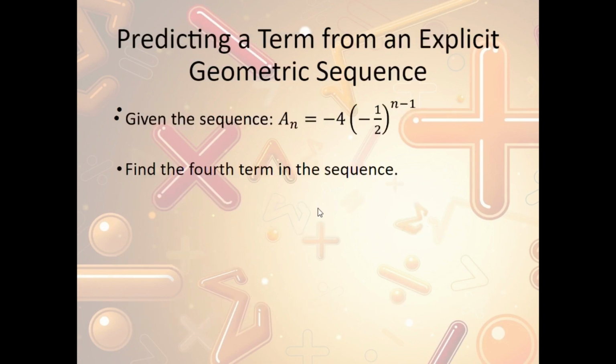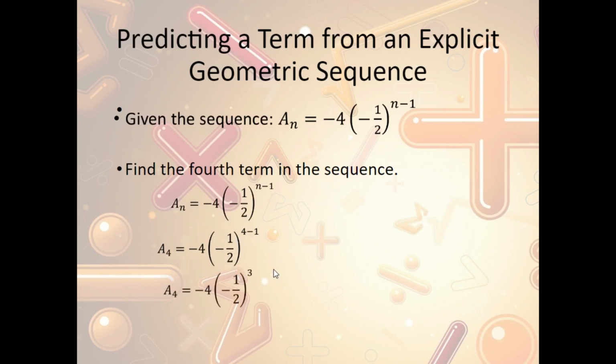So if we look at this one, we have a sub n is equal to 4 times negative 1/2 to the n minus 1. And we want the fourth term. So we start here, and we're going to plug in 4 for n. And we get negative 1/2 to the third power. Well, when we multiply that out, we recognize that negative 1/2 to the third power is equal to negative 1/8. We multiply that by 4, and we get negative 1/2. So that would be the term that we're looking at.